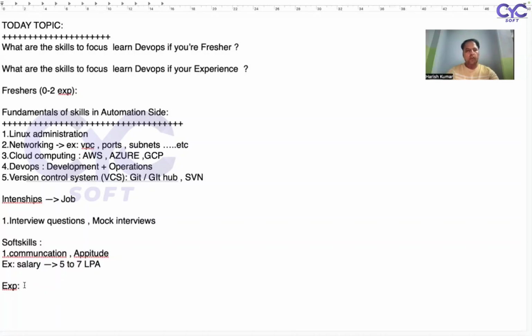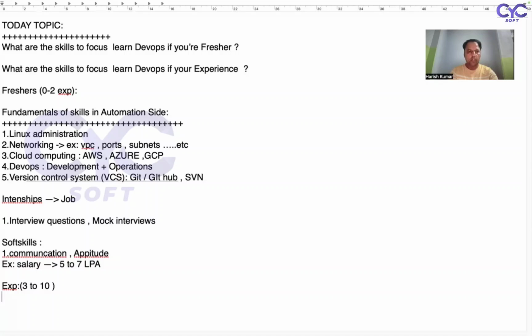Okay, guys, those who are working with 3 to 10 years of experience. If you are on the development side and want to move toward the automation side, definitely I can tell you very clearly, those who want to switch technologies, it is very easy to go with the automation side. So definitely you need to learn all these skills, guys.